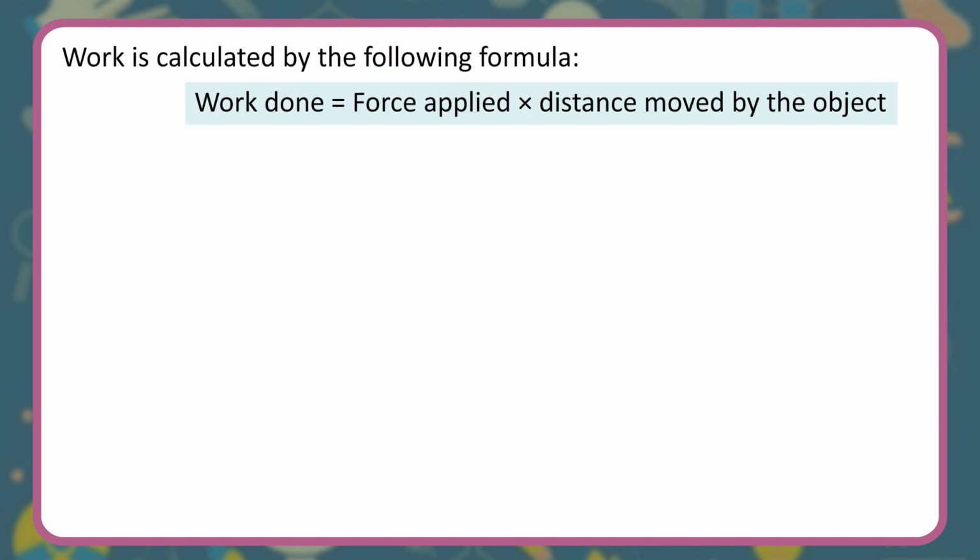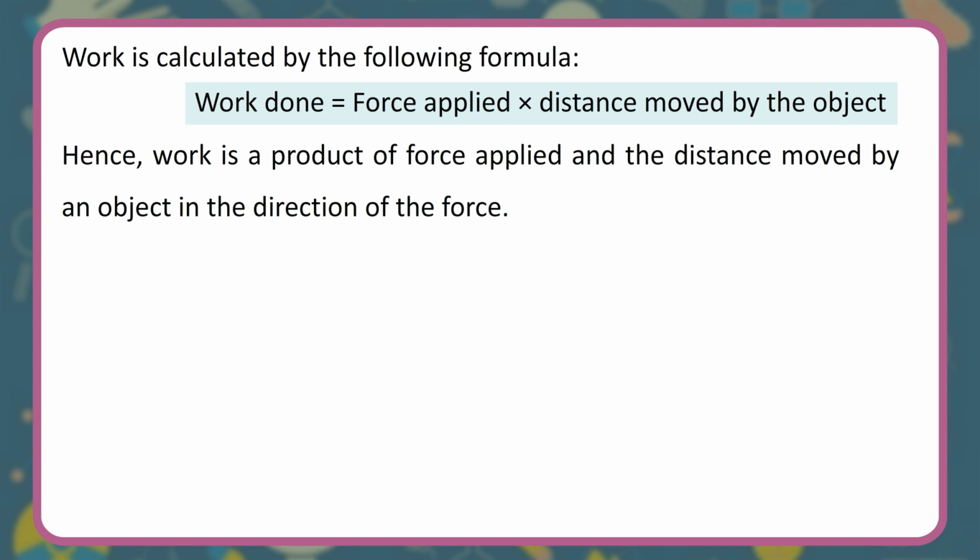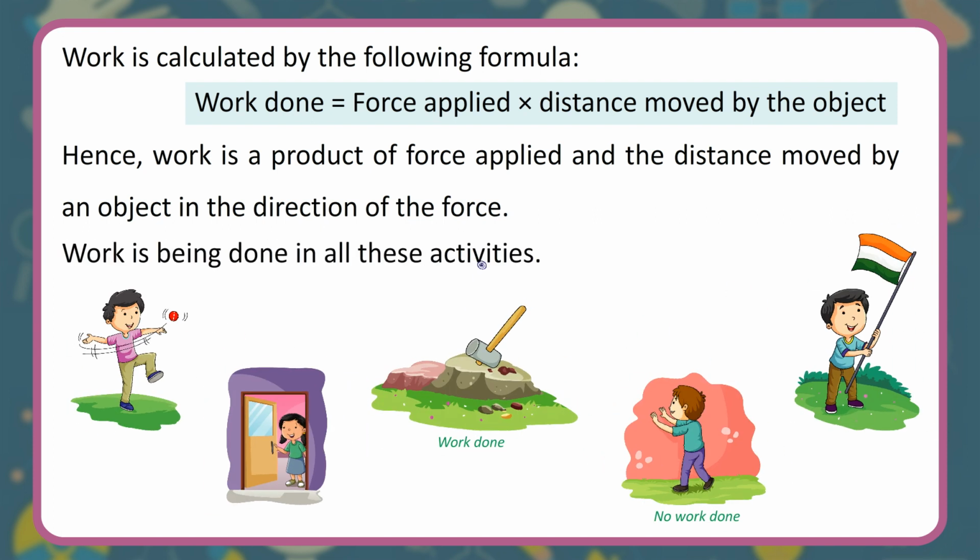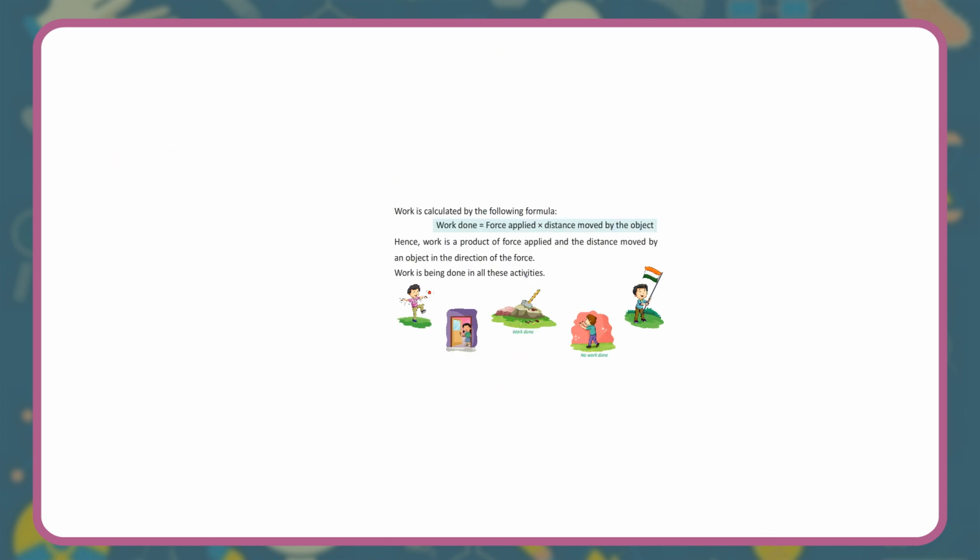Work is calculated by the following formula. Work done equals force applied times distance moved by the object. Hence, work is a product of force applied and the distance moved by an object in the direction of the force. Work is being done in all these activities. Work done. No work done.